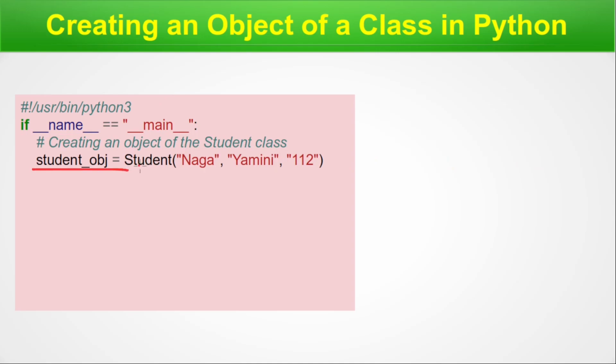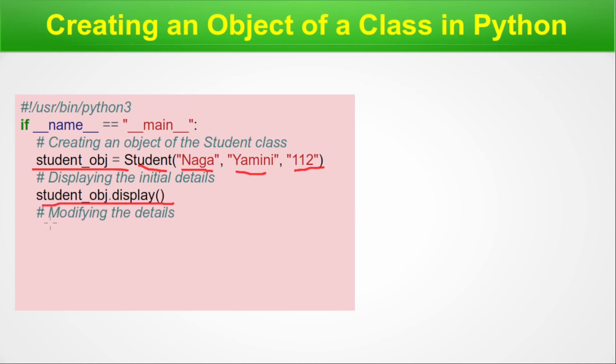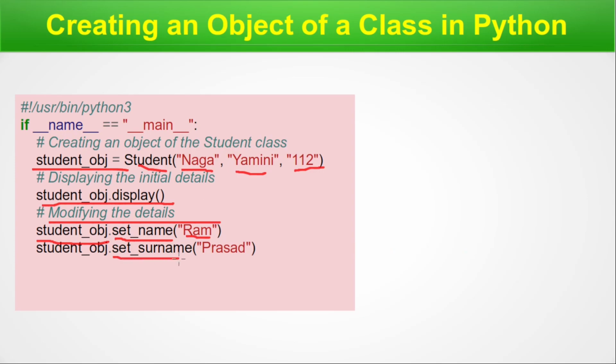The student object is Student, then we write the name Naga, then surname is Yamini, and roll number 112. Displaying the initial details, we say student_obj.display. Modifying the details, how can we modify them? We write the object name, student_obj, then we give the method set_name, then Ram. So we are changing it. Next, we are using the set_surname method, set_surname Prasad, and we say set_roll 112.